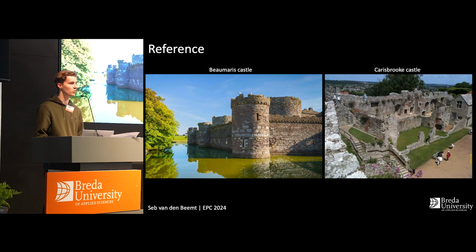So before I started this project, I first started looking for references. My main reference is this castle in the UK called Beaumaris Castle. It really had interesting shapes, but in my opinion, it wasn't destroyed enough. It sounds kind of harsh, but it didn't have the interesting destruction shapes I was looking for. So for that reason, I looked further and found another castle called Carisbrooke Castle.